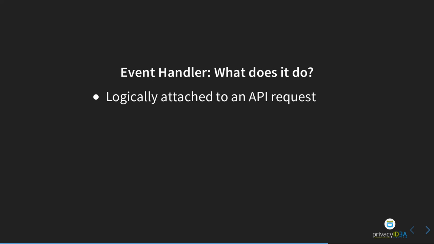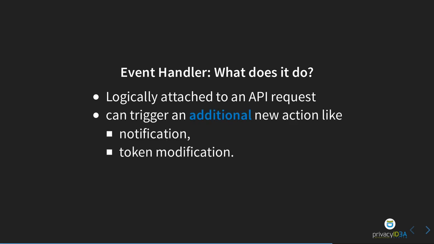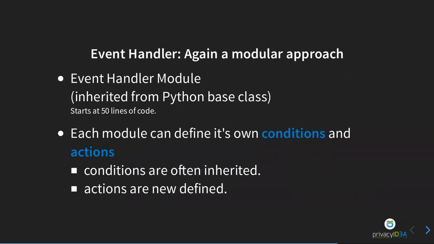The event handler attaches to an API request, and then it can trigger an additional new action, in contrast to the policies which define how privacyIDEA would behave. This event handler really does something completely new. As I said, for example, it can notify someone, it can modify tokens, and it will, of course, only do this if certain conditions are met. So with each request, the conditional set is checked. If conditions are met, then a new action is triggered. And again, we chose a modular approach. Again, a Python-based class, and you probably could start your own event handler with roughly 50 lines of code.